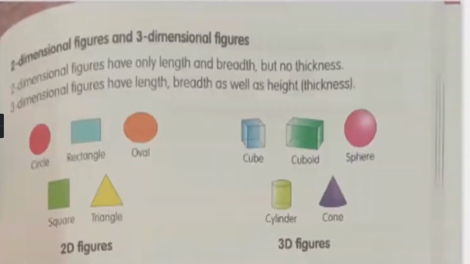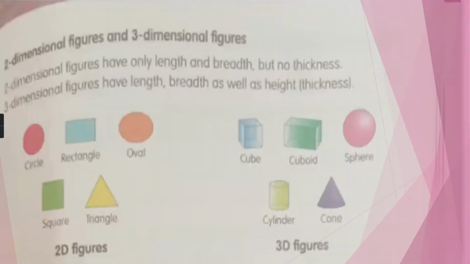Here is the difference between two-dimensional figures and three-dimensional figures. The difference between 2D and 3D is that two-dimensional figures have only length and breadth, but no thickness or solidness, whereas three-dimensional figures have it. They have length, breadth, as well as height, thickness.